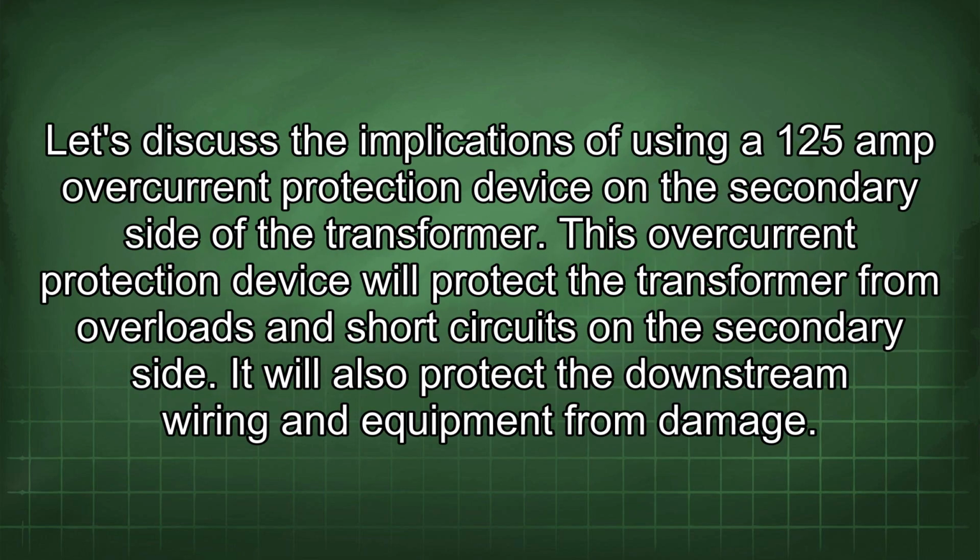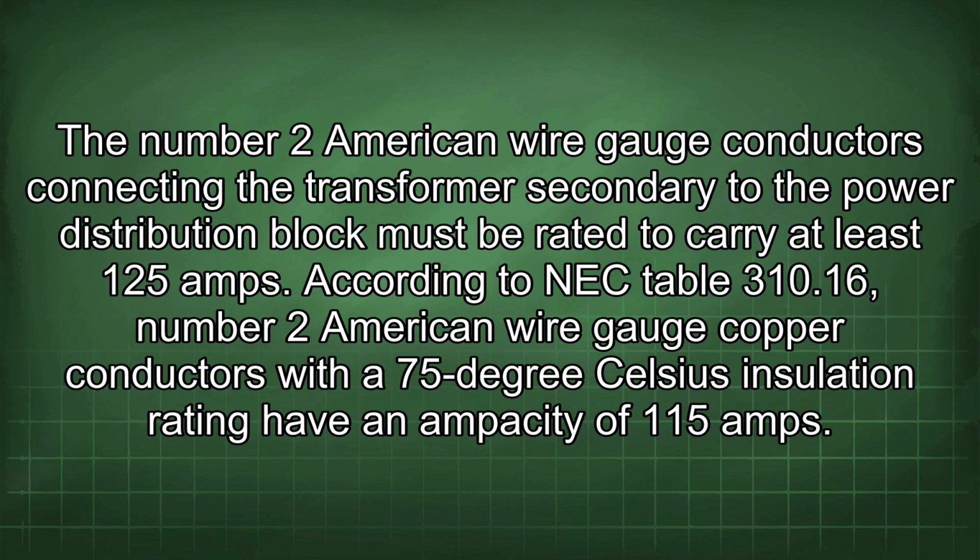Let's discuss the implications of using a 125 amp overcurrent protection device in the secondary side of the transformer. This overcurrent protection device will protect the transformer from overloads and short circuits in the secondary side. It will also protect the downstream wiring and equipment from damage. The number 2 American wire gauge conductors connecting the transformer secondary to the power distribution block must be rated to carry at least 125 amps.